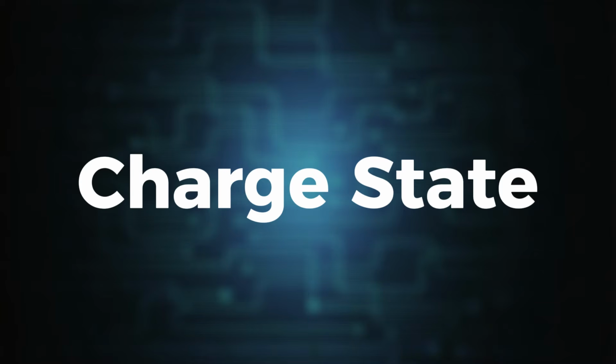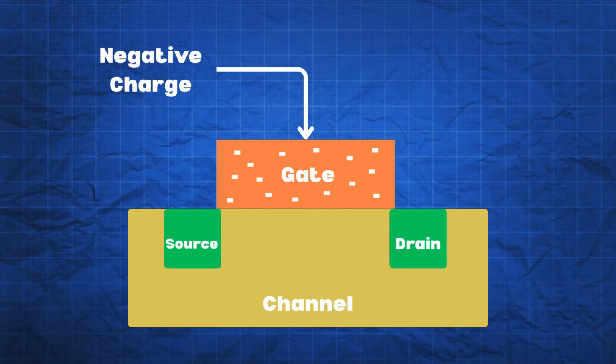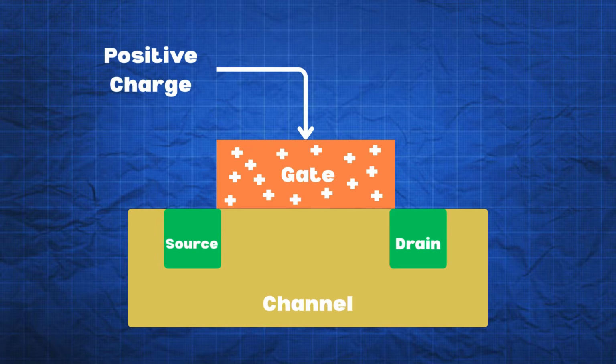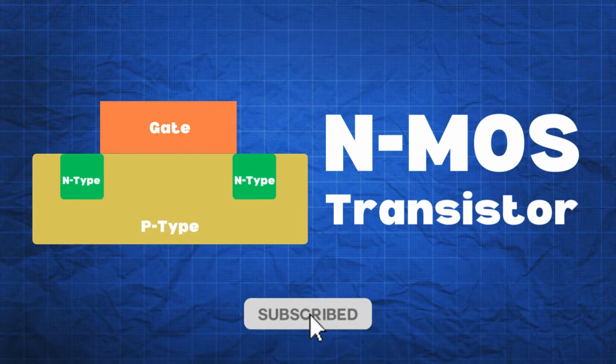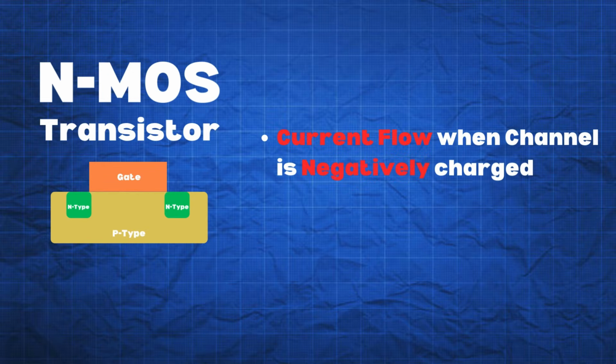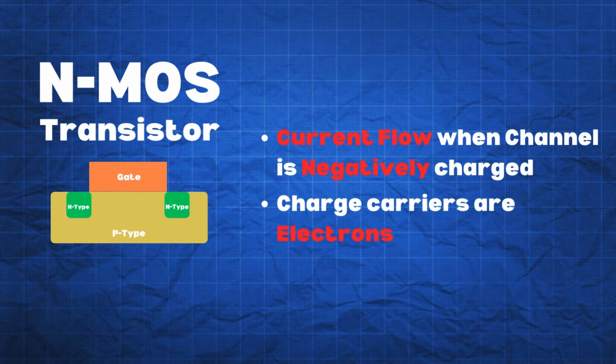The gate does this by changing its charge state. For example, in this case, as the gate has a negative charge, it will attract positive charges to the channel. But now, the gate has a positive charge. This attracts negative charges to the channel, which allows the flow of electrons from the source to the drain, resulting in a flow of current through the transistor. The example I just showed you is a negative channel transistor, or NMOS. This type of transistor has a current flow when the channel is negatively charged, hence the charge carriers are electrons.